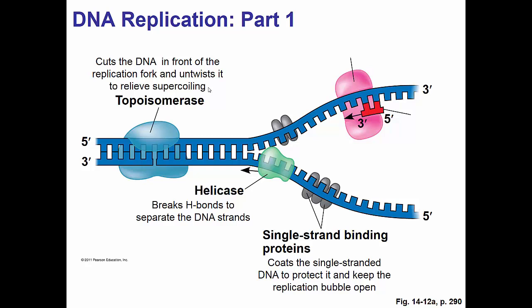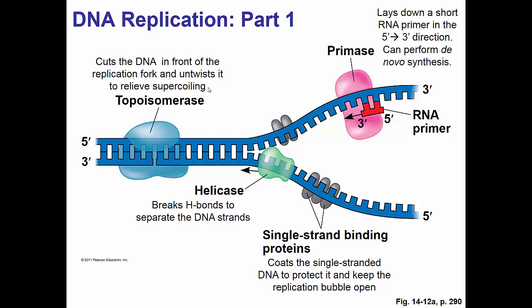So our next enzyme is called primase, and it is an enzyme that lays down a short RNA primer in the 5' to 3' direction. So it's shown here in red. This RNA primer is complementary to the DNA strand, meaning that it can base pair with those DNA bases, and it lays those nucleotides down one by one, going 5' to 3'.